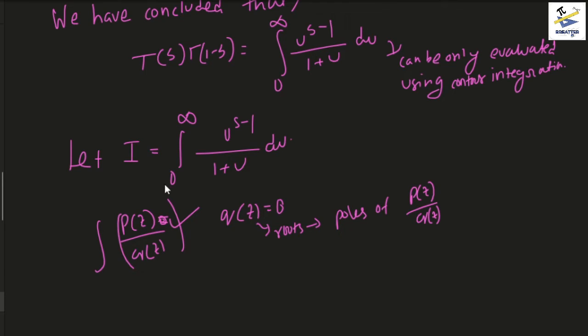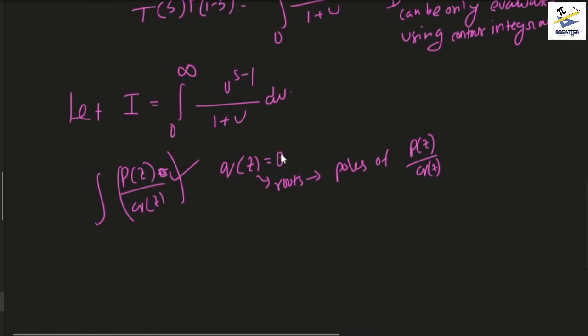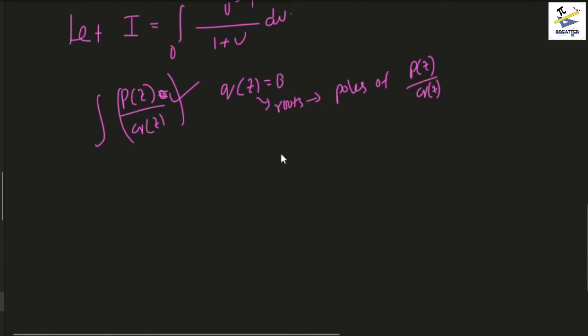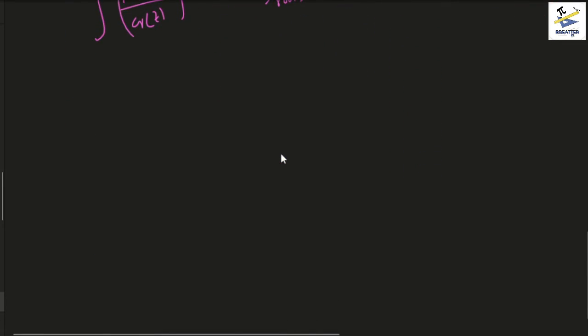But then again, in this particular case, what we do know is that the integral from minus infinity to 0 of u to the power s minus 1 by 1 plus u is something that we cannot evaluate directly. So rather what we do here is use the analytical continuation of the gamma function, where we basically find out how to do this. So we know that the gamma function can be found out as follows.